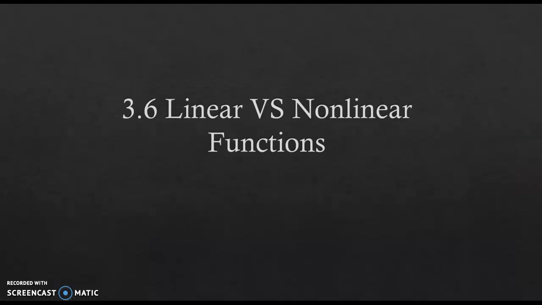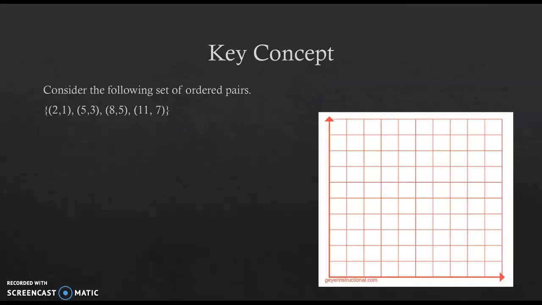So let's go back to the words. Linear, nonlinear. Linear has the word line in it. These are going to be our lines, our constant rates of change. Non means not linear. So moving right along, consider the following set of ordered pairs. So we have this set of ordered pairs.